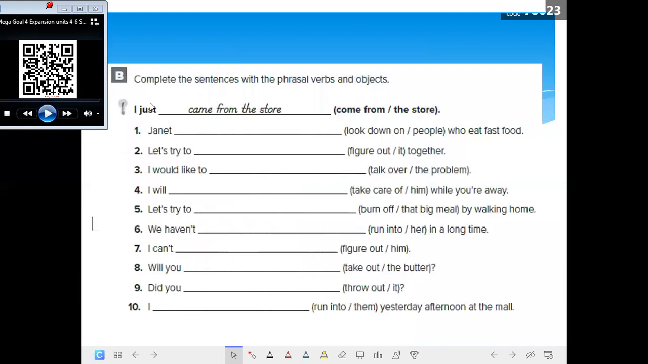Page 68, Exercise B. He wants you to complete the sentences with the phrasal verbs and objects. As you see here in the example he gave us, I just came from the store. He used the phrasal verb came from and the object the store. He didn't put the object between came and the preposition, but he put it after the phrasal verb.